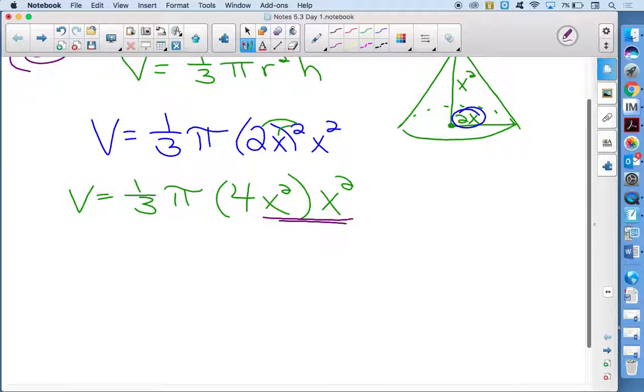If we're just looking at the x's, this is all being multiplied. So how do you combine those exponents when you're multiplying? You add them. So that becomes x to the 4th. And then what else can be combined? The 4 and the 1/3. These are both numerical values, and there are no addition signs. This is all being multiplied. So the numerical values of 1/3 times 4, we can also combine together. Aaron, 1/3 times 4 is just 4/3. And then we have the pi.